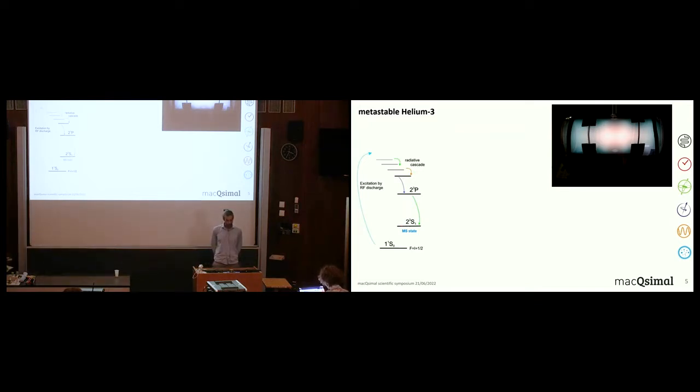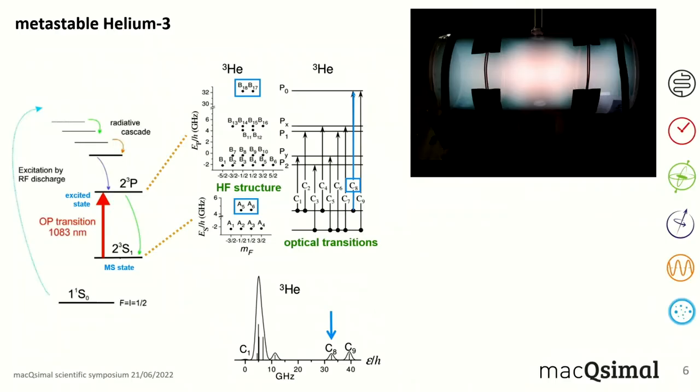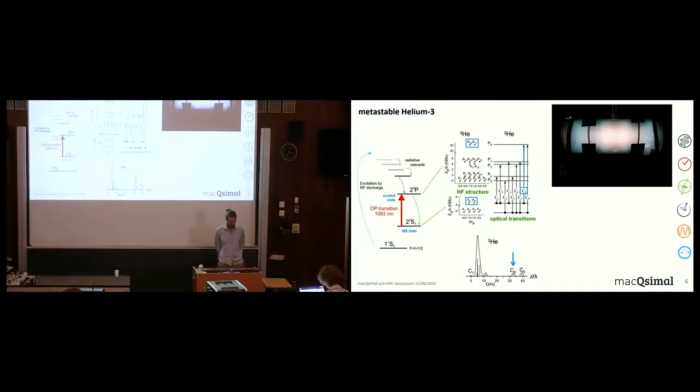And once the atoms are prepared in this metastable state, there are optically accessible transitions. Here you see a diagram of the hyperfine structure of the 2 levels that I'm considering, the S and the P levels. The optical transition is at 1083 nanometers, which is quite a convenient wavelength. Among the several optical transitions that we can see here between the S and the P states, there is one that is particularly interesting.